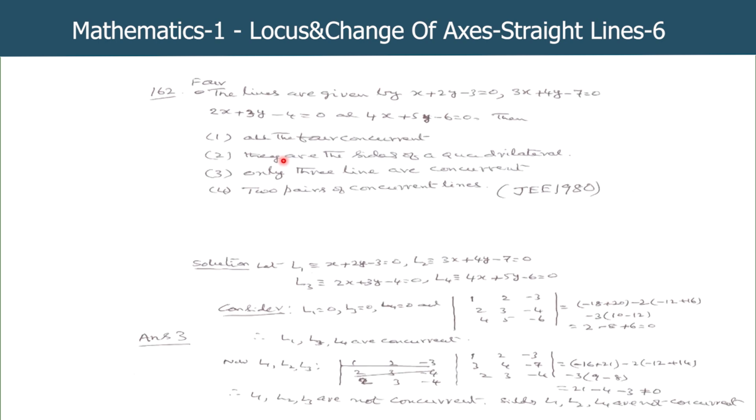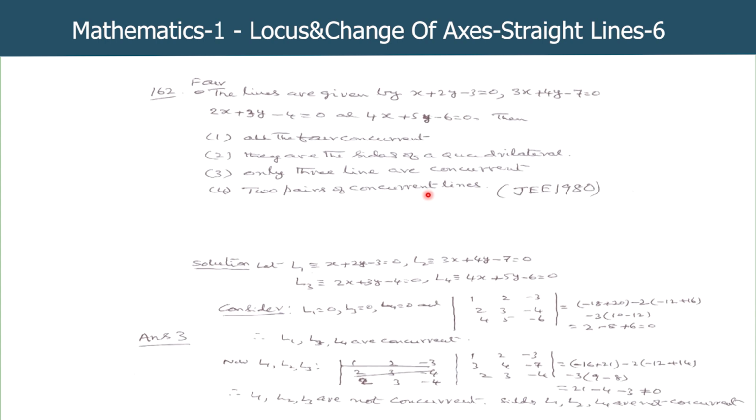162. 4 lines are given by x plus 2y minus 3 equal to 0, 3x plus 4y minus 7 equal to 0, 2x plus 3y minus 4 equal to 0 and 4x plus 5y minus 6 equal to 0. Then, 1, all the 4 lines are concurrent; 2, they are the sides of a quadrilateral; 3, only 3 lines are concurrent; and 4, 2 pairs of concurrent lines. And this was asked in JEE 1980.